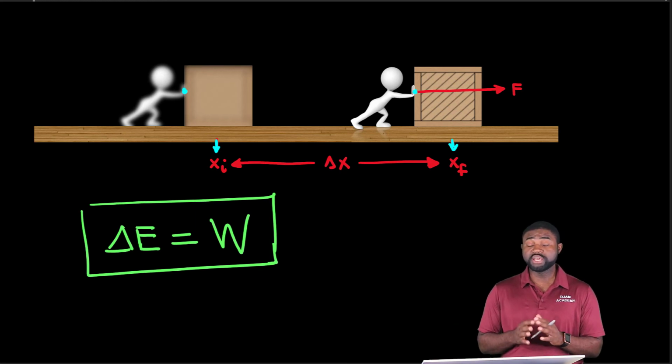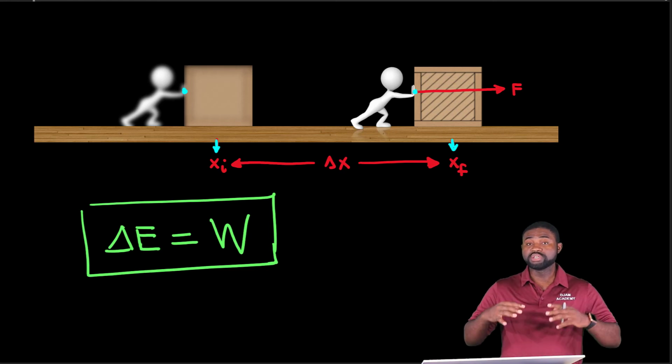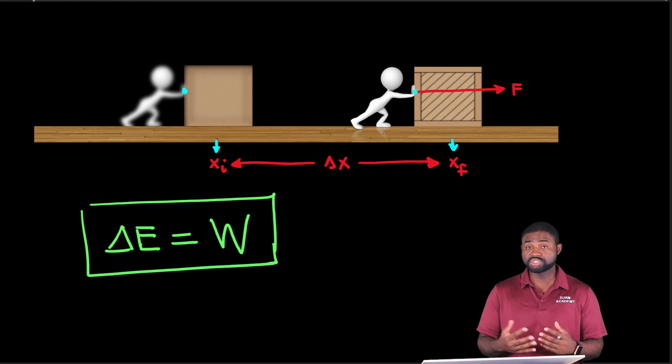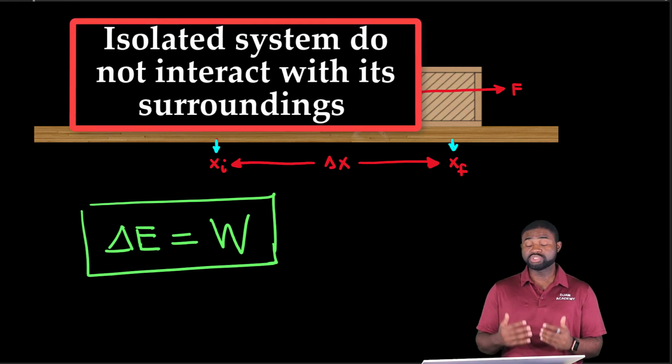That means that if there is no external force, no work can be done. Now, keep that in mind. If there is no external force, no work can be done. When a system interacts with its surroundings, it generates external forces. So systems that do not interact with their environment are isolated, and the energy content of an isolated system remains constant.